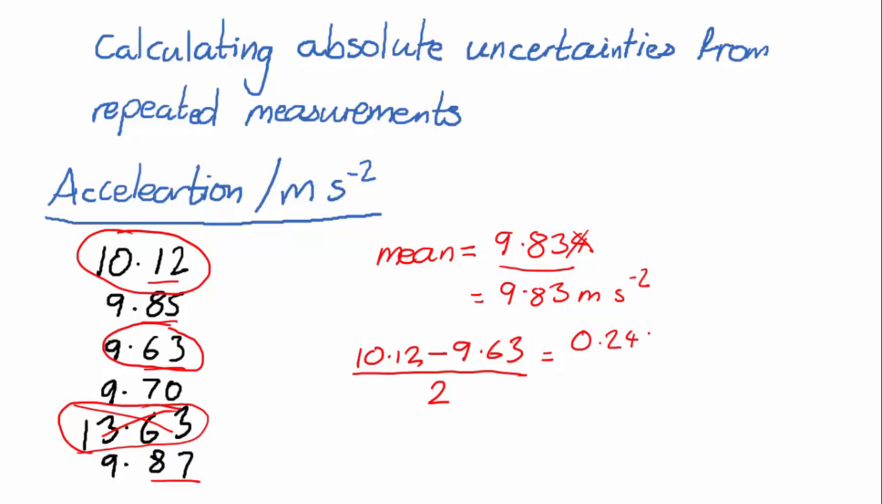So my calculator is saying 0.245, and again, because all my accelerations are to 2 decimal places, this time I need to round up to 2 decimal places to give my absolute uncertainty of 0.25 meters per second squared. So my acceleration then is 9.83 plus or minus 0.25 meters per second squared.